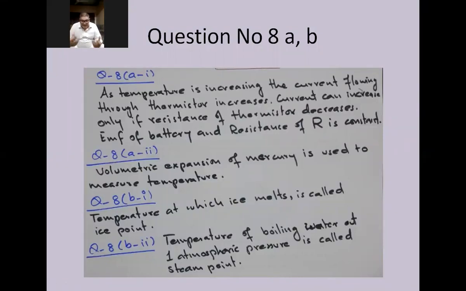As the temperature is increasing, the current flowing through the thermistor increases. Current can increase only if the resistance of the thermistor decreases. The EMF of the battery and the resistance of the capital R are constant. There is a fixed resistor, its resistance is not changing. So there is only one possibility, that the resistance of the thermistor is decreasing with the increase in the temperature. So that was question number 8A, first part.